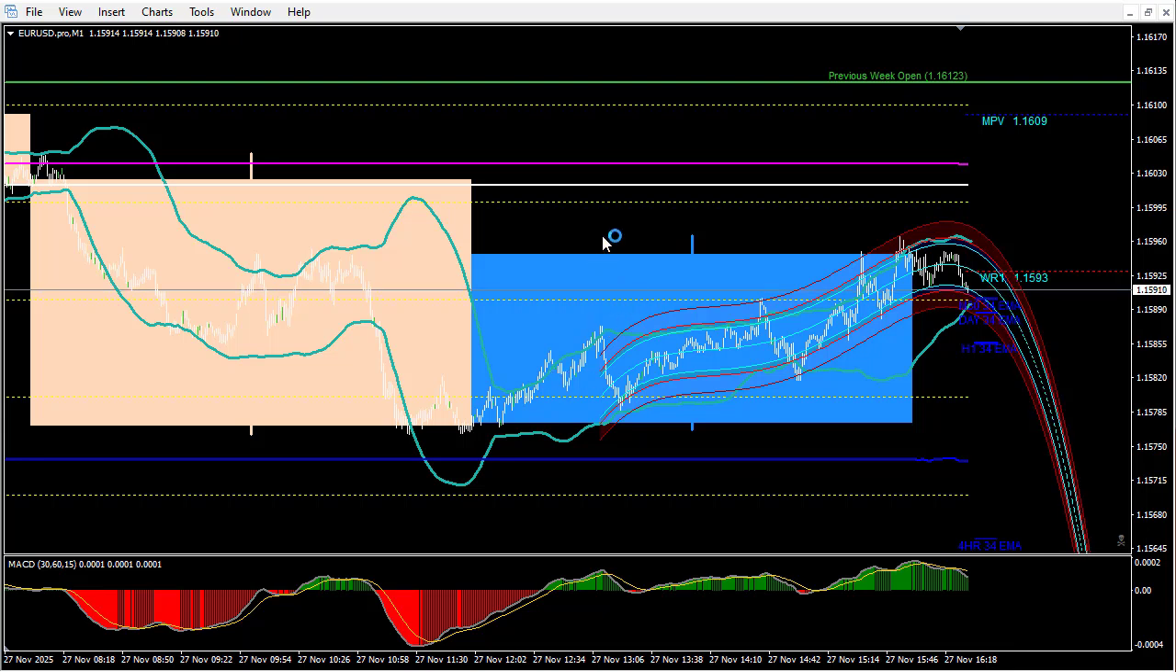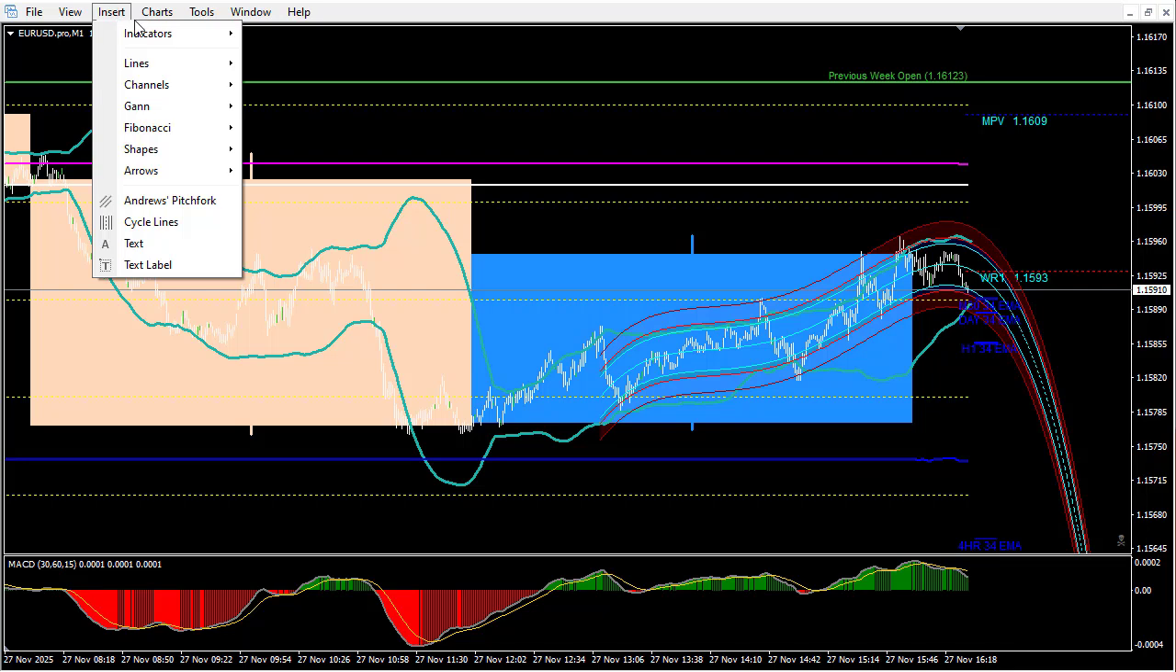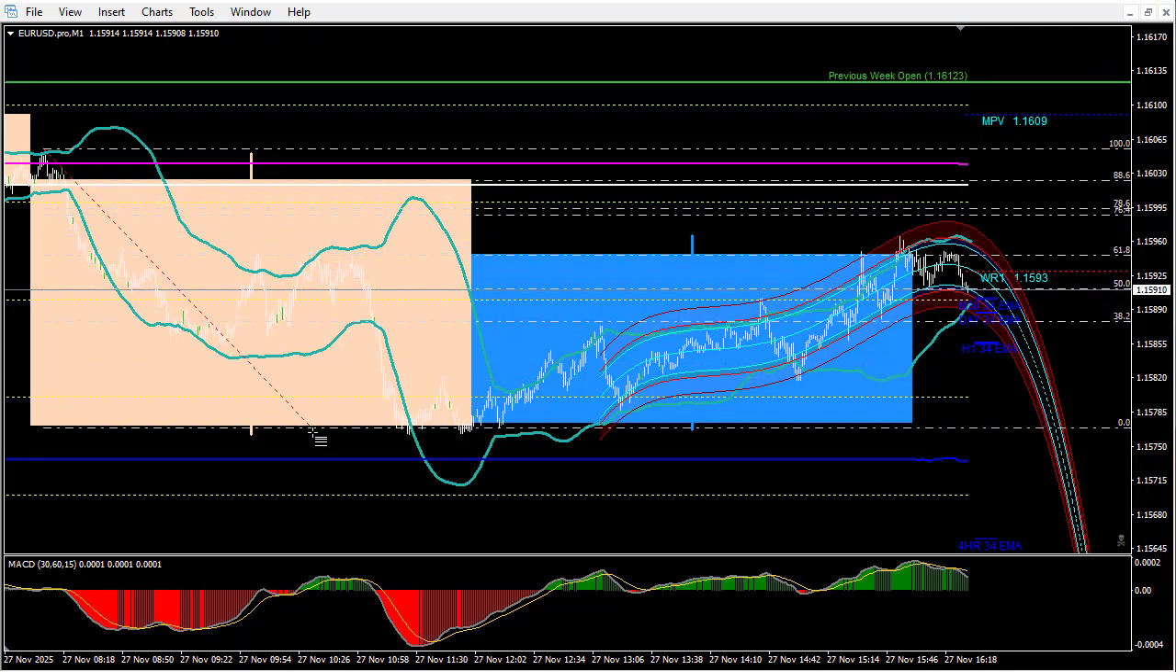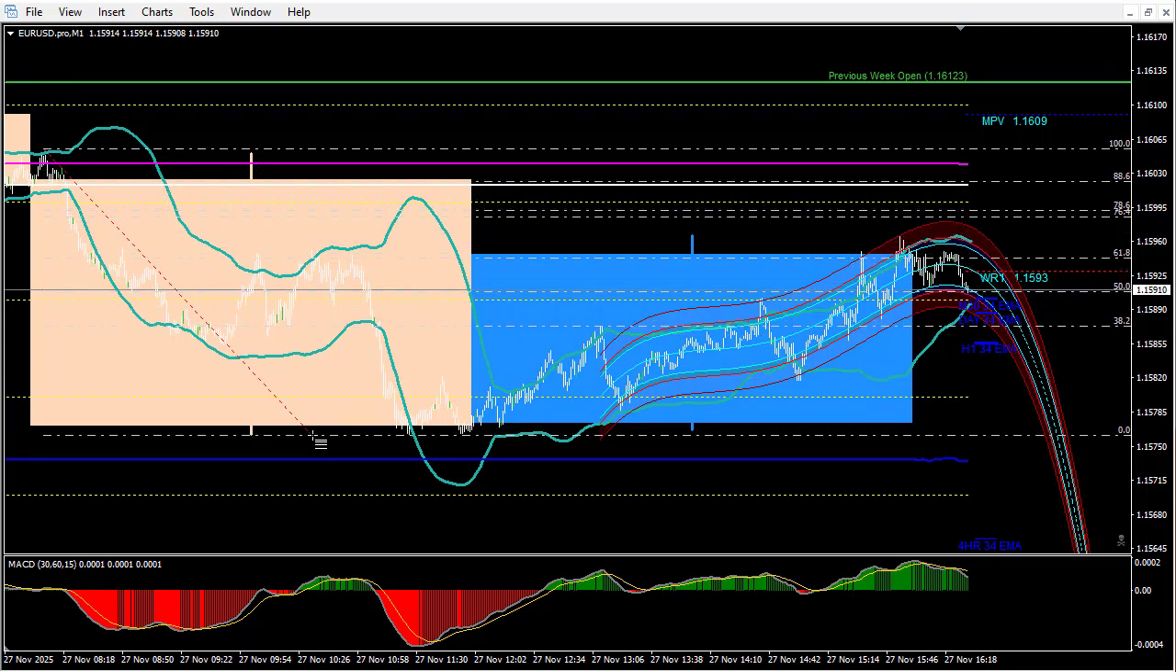So this is working best when you trade at the beginning of the day. Then there is another thing. I will go here, insert, Fibonacci, retracement. Let me look again on a very small time frame. Where are we? What is happening with this move?